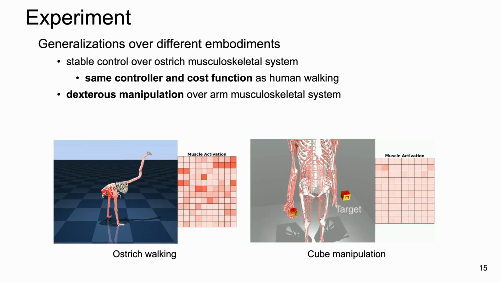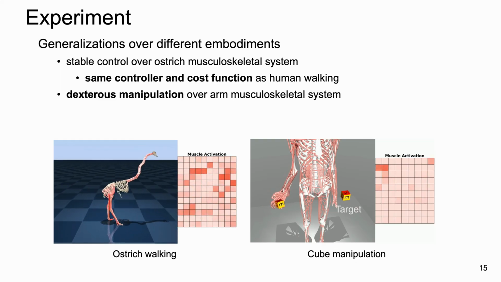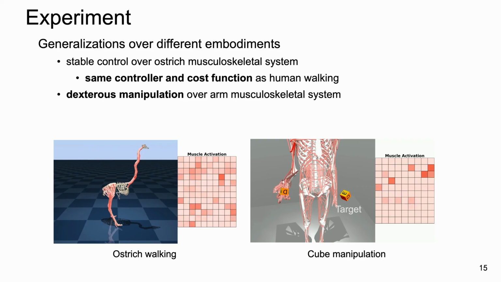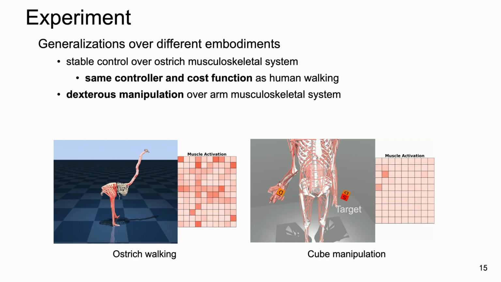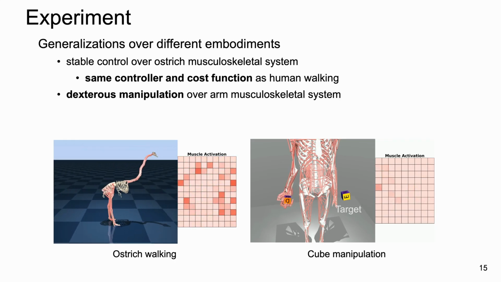MPC square can also generalize over different embodiments. It can achieve stable control over an ostrich musculoskeletal system using the same controller and cost function as human walking, and complete dexterous manipulation tasks over an arm musculoskeletal system.